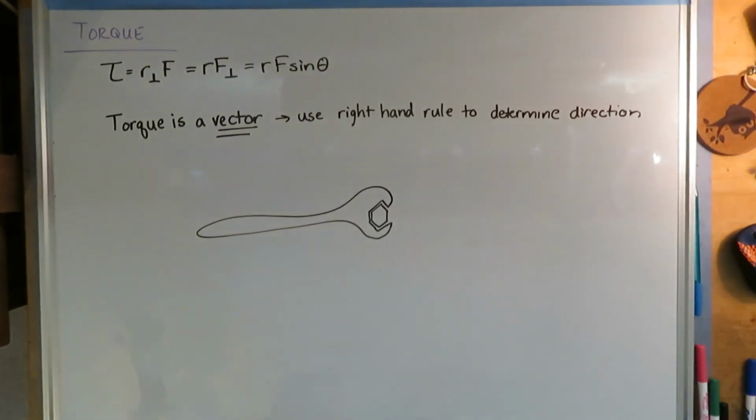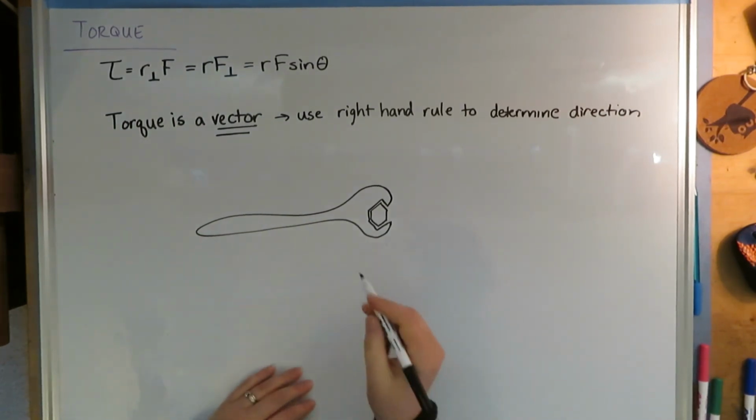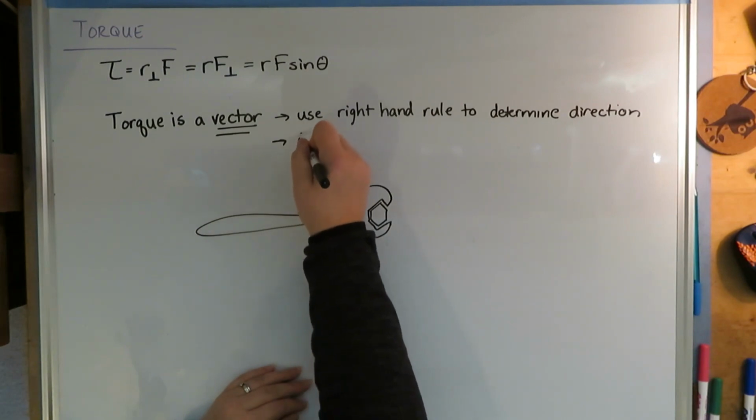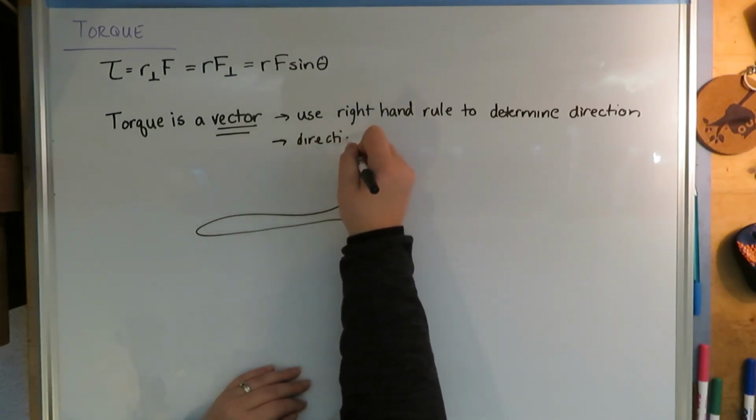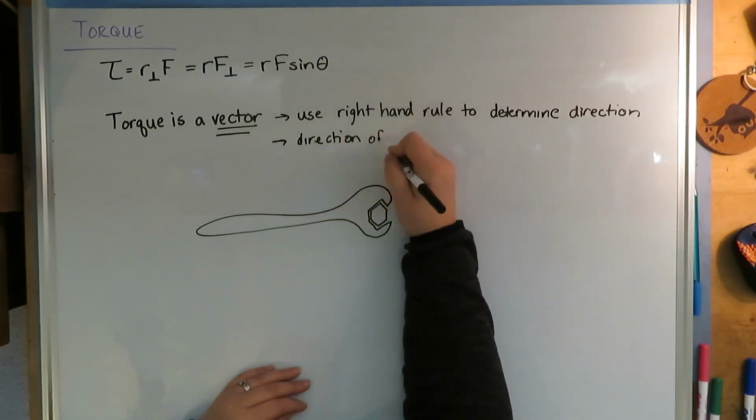All right, so the next thing to realize about torque is that torque is a vector. So we have to use a right-hand rule to determine the direction. Now, the actual direction of torque is not as important as the direction of rotation. So the direction of the torque vector is not the same as the direction of the rotation.